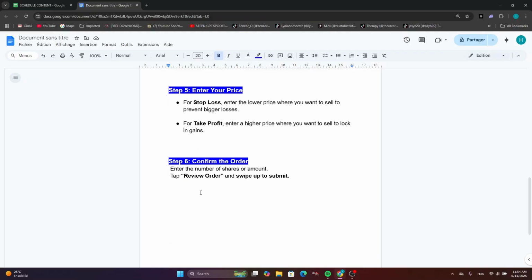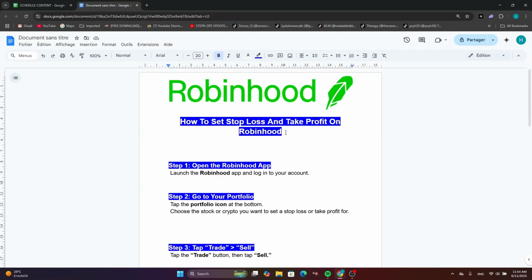Now, finally, confirm the order. Enter the amount of shares or amounts. Tap review order and swipe up to submit. And this is how to set stop loss and take profit on Robinhood.